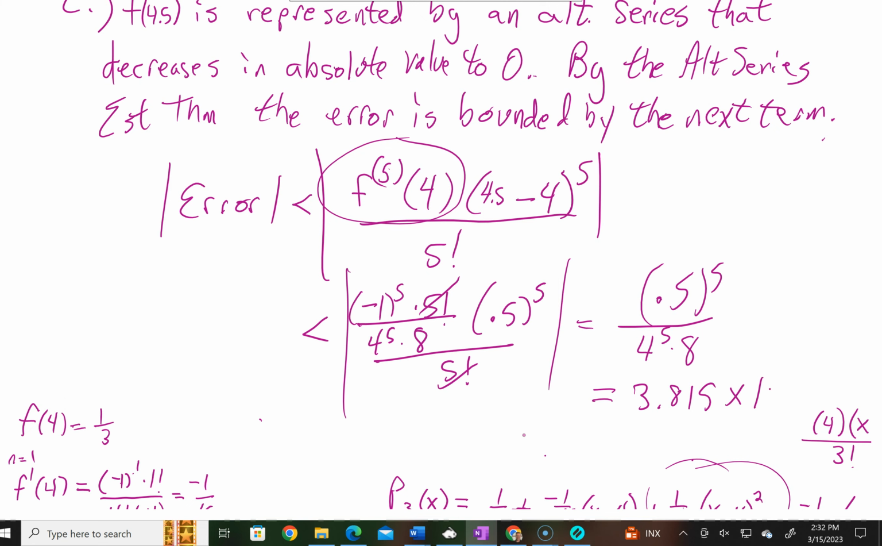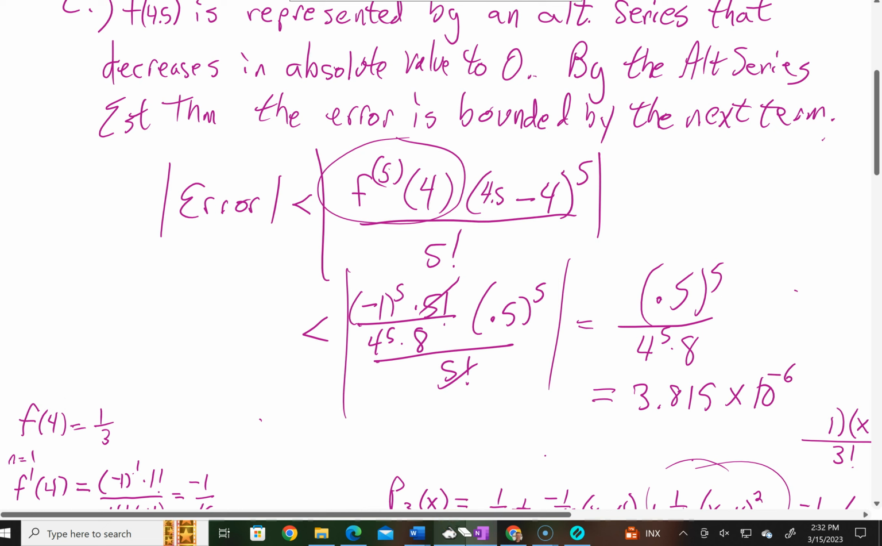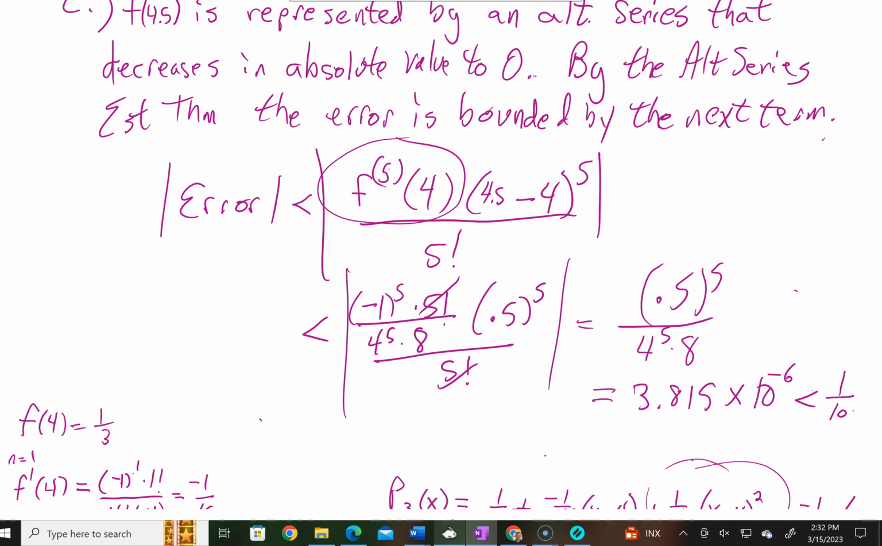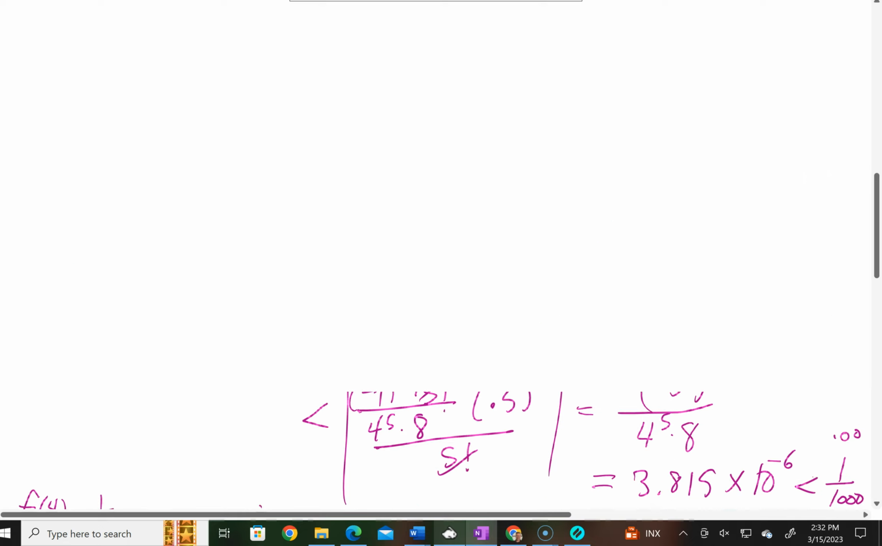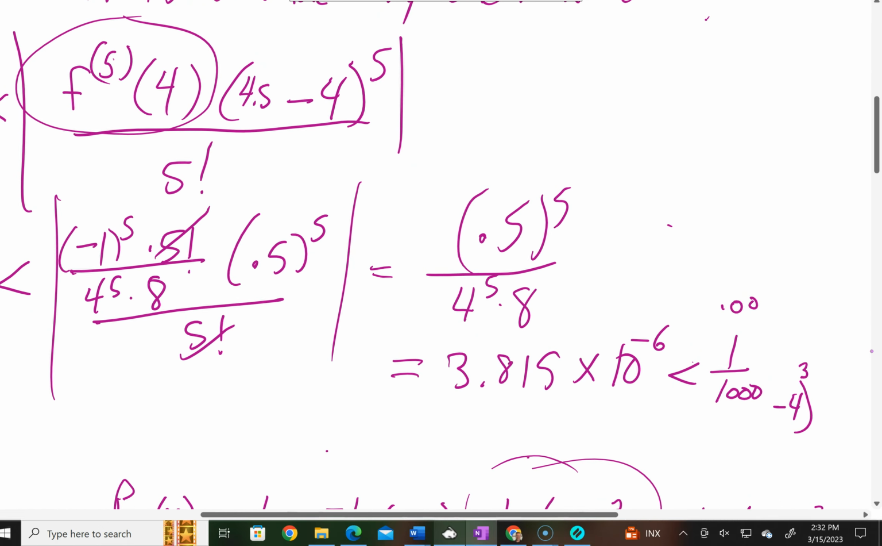times 10 to the, what was it? Negative 6. And that, of course, is going to be less than 1 over 1,000. 1 over 1,000 is just 0.001, right? So that right there is what we just did. It's just your next term. It's your next term that caps your error. So that right there.